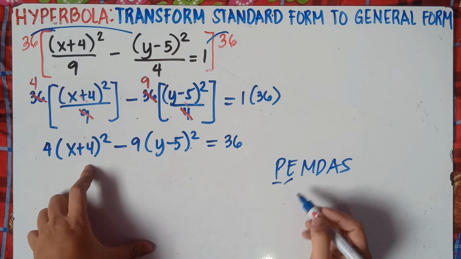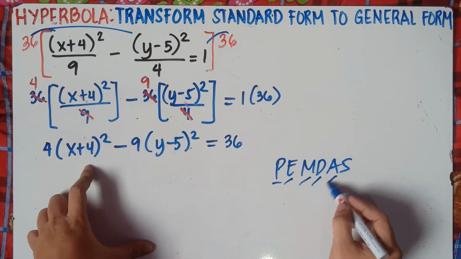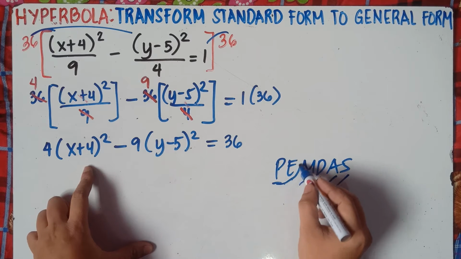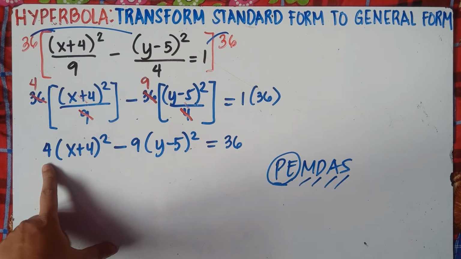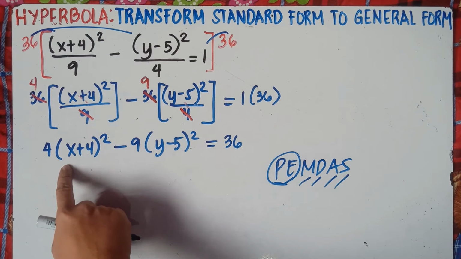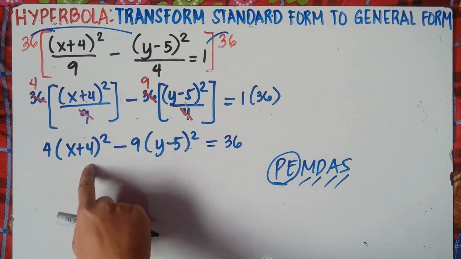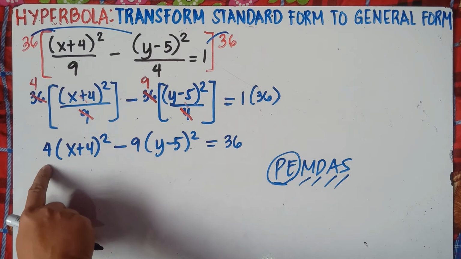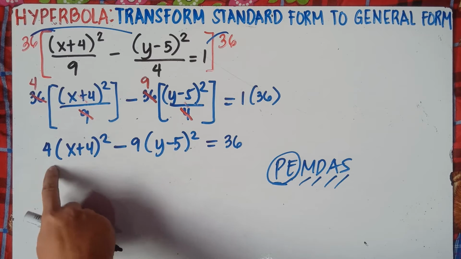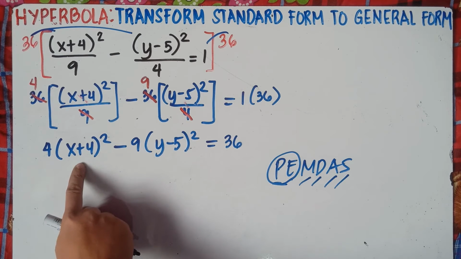Parentheses, exponents, multiplication, division, addition, subtraction. So parentheses and exponents come first before multiplying by 4. This one comes first, the quantity x plus 4 raised to the power of 2. You simplify this first before multiplying it by 4, because 4 times this is just multiplication, class.